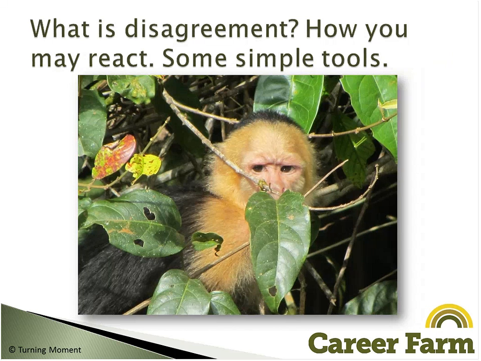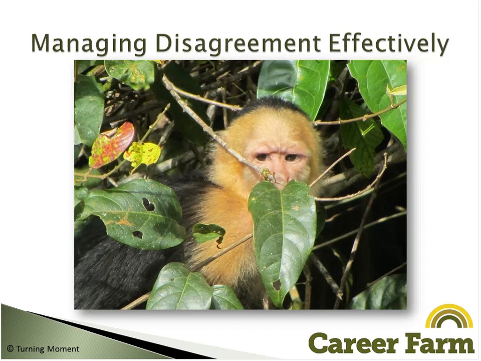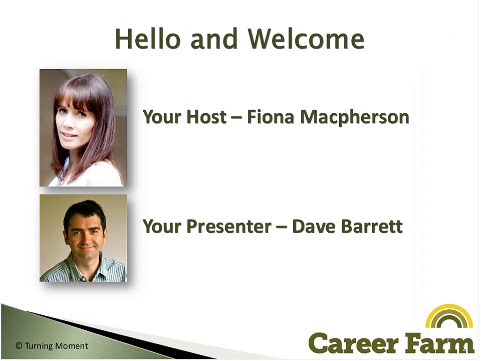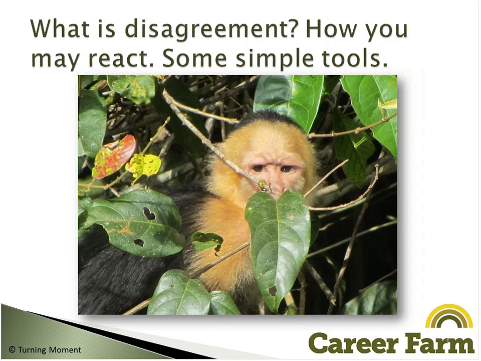We're now going to move on to the next slide, which should be, excuse me, just lost my place here. Yeah, so the next slide is the three areas that we're going to be covering in the session. What you should have in front of you is a picture of a capuchin monkey with what is disagreement, how you may react, and some simple tools. So they're the three basic areas we're going to cover in the next 50 minutes or so.